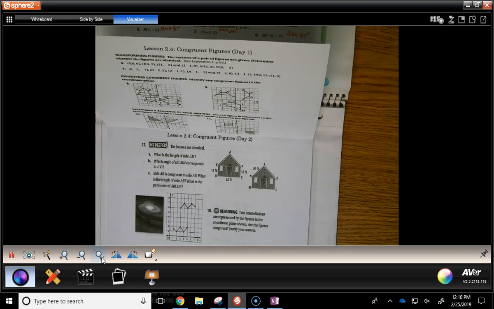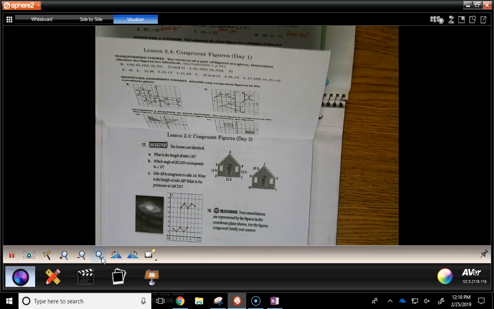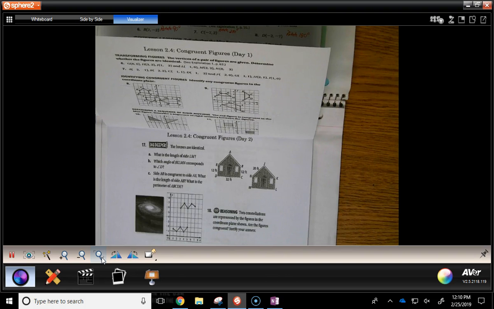Then you have to tell me, how did you get the 2 to be congruent? So on the last one, how did I get from one shape to the next?